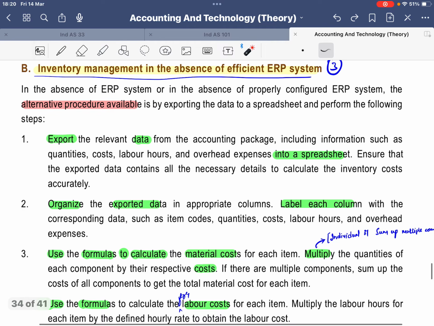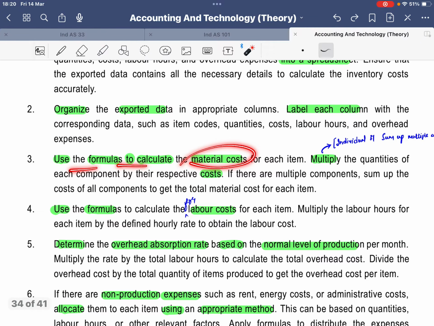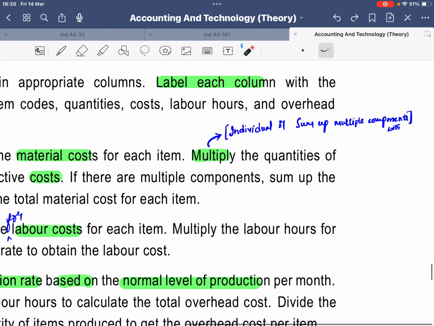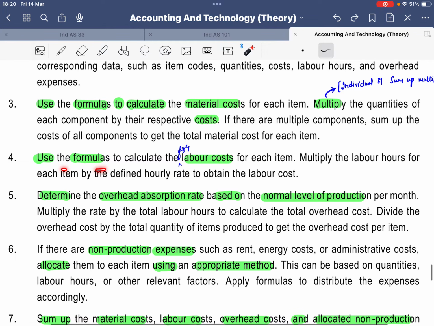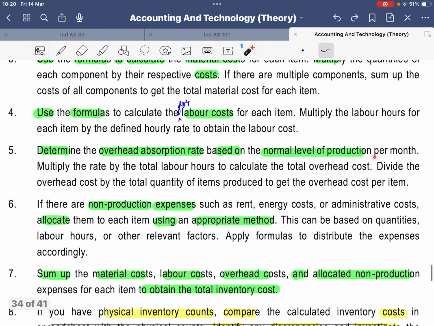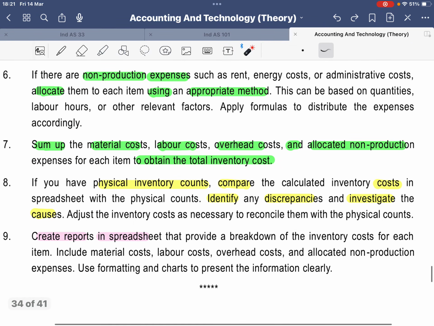Alternative procedures available are: export the data into a spreadsheet, organize exported data and label each column, use formulas to calculate material costs, multiply individual or sum up multiple components and multiply them with costs, use formulas for labor costs, determine overhead absorption rate based on normal level of production per month, allocate non-production expenses using an appropriate method, sum up material cost, labor cost, overhead cost and allocated non-production expenses to obtain the total inventory cost.